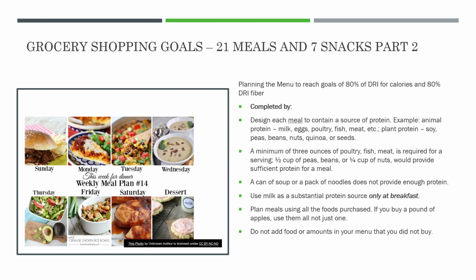When you're planning your menu, you want to make sure that each meal contains a source of protein, either animal or plant protein. Protein is important. It helps with satiety. He needs to get all of his nutrients as best he can. And it doesn't take a lot, but you do need to include protein in each meal. Not necessarily a snack, but each meal. A can of soup, a pack of ramen is not considered enough protein for a meal. You can add it in addition to a meal, but not as the sole part of the meal.